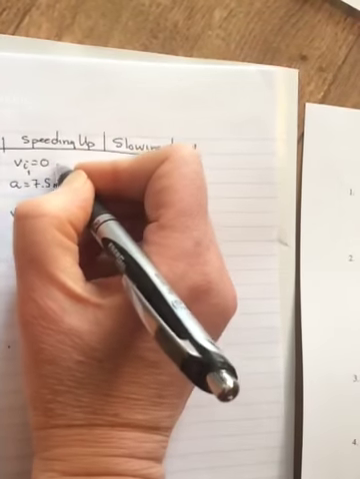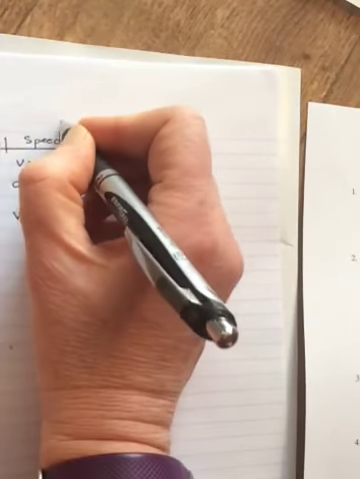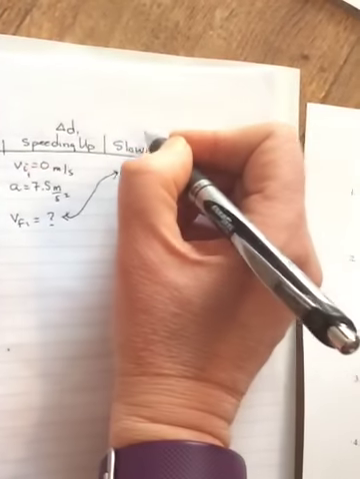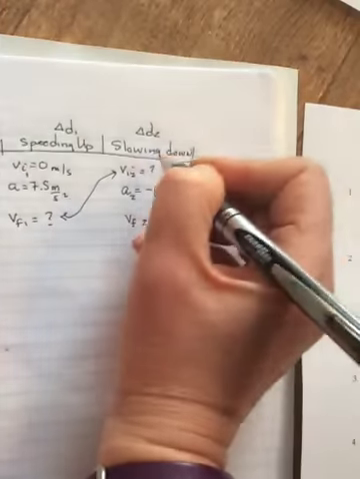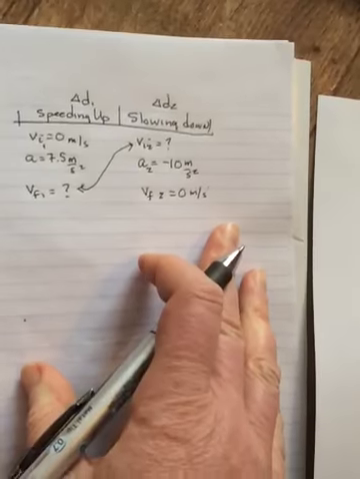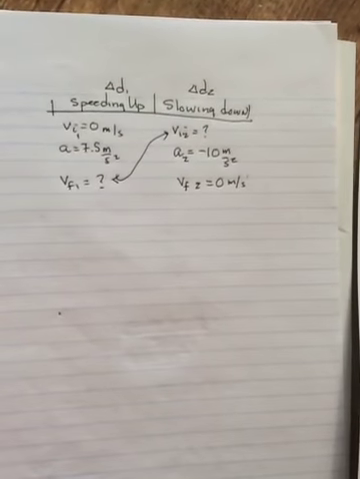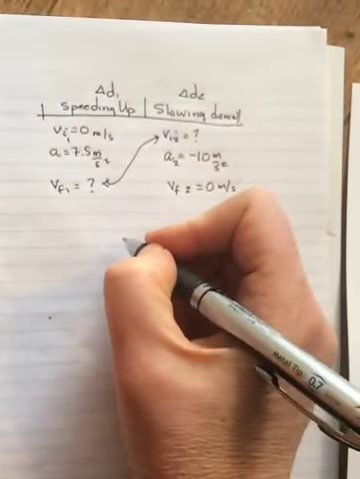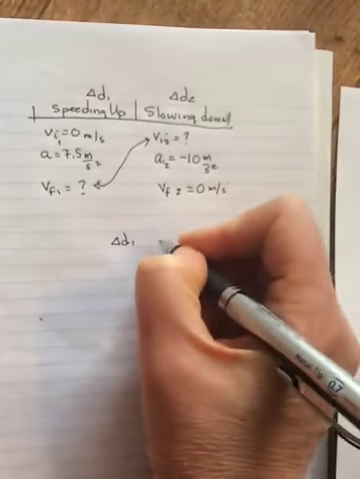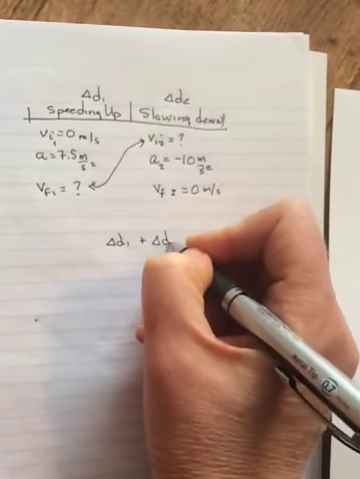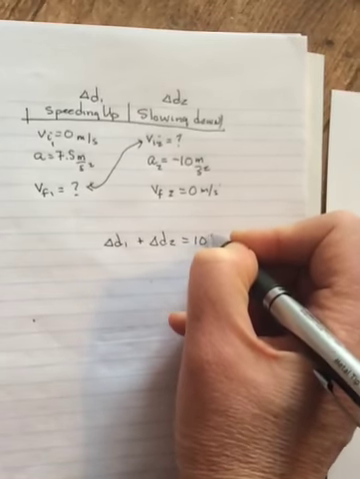Okay? And so the question wants you to find what's delta D1, what's delta D2, how long, what was the maximum speed reached. Now, so we know that D1 plus D2 is equal to 105 meters.